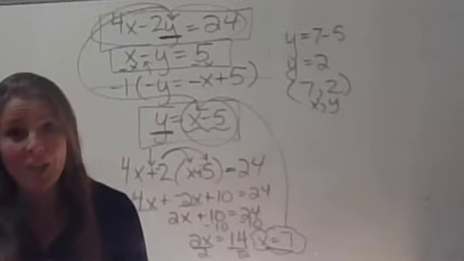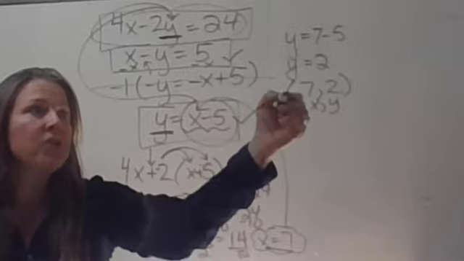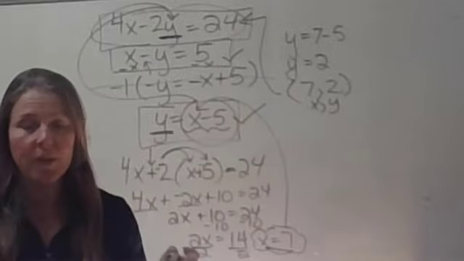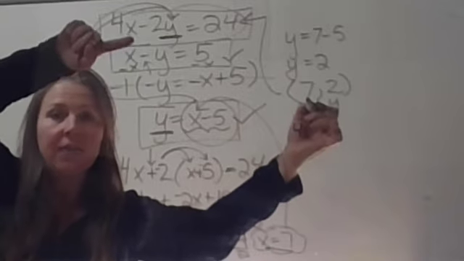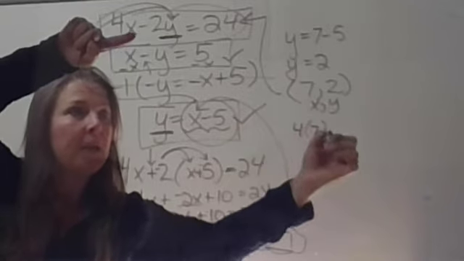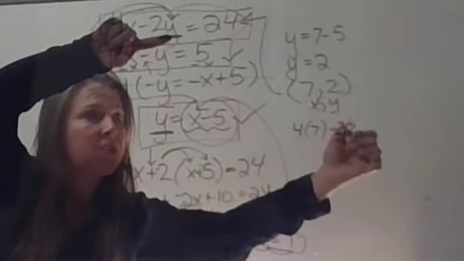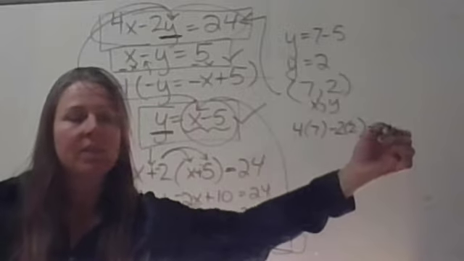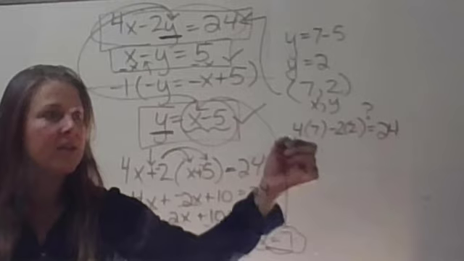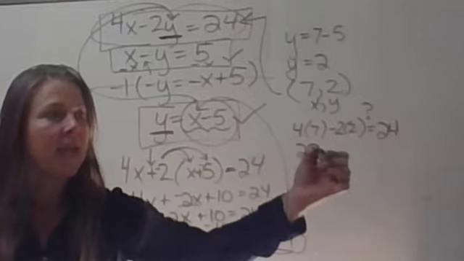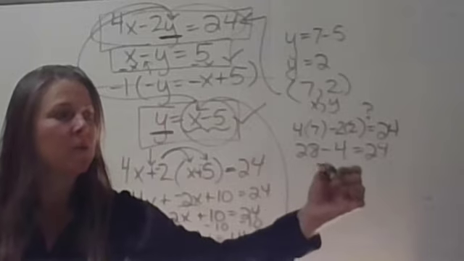But again, let's check and make sure. So we solved it with this equation, so we're going to check it with this equation. So 4 times, instead of x, we're plugging in the 7, minus 2, and then instead of y, we're substituting that 2, equals 24. So the question is, does this work? So 4 times 7 is 28, 2 times 2 is 4, and yes, that does equal 24.